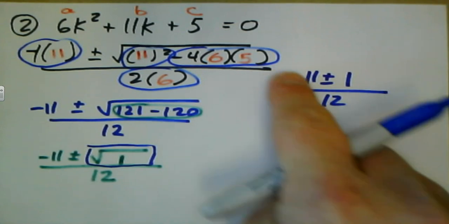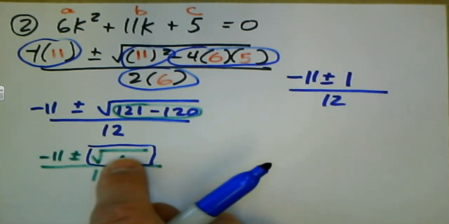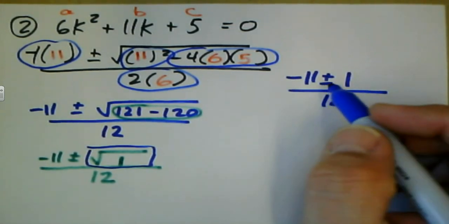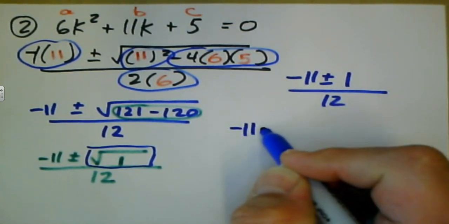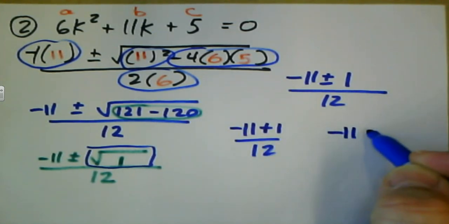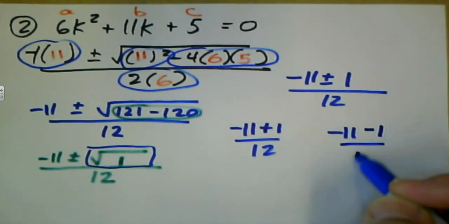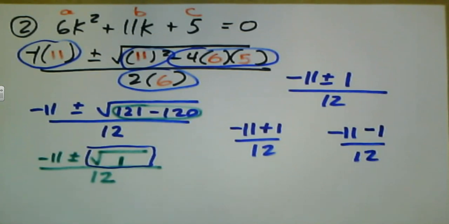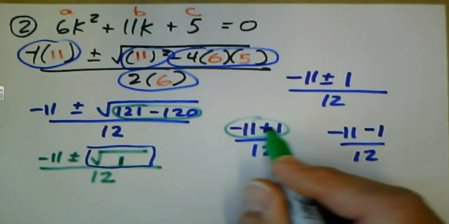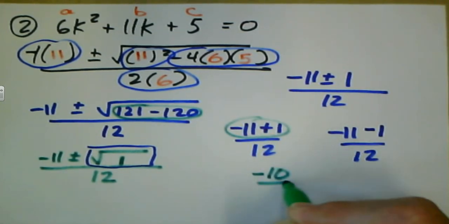Notice everything stays. We just change the 1. Once you square root the 1, the square root is gone, okay? And then we break it apart. Negative 11 plus 1 over 12 and negative 11 minus 1 over 12. We're going to do the tops, right? Negative 11 plus 1 is negative 10 over 12.